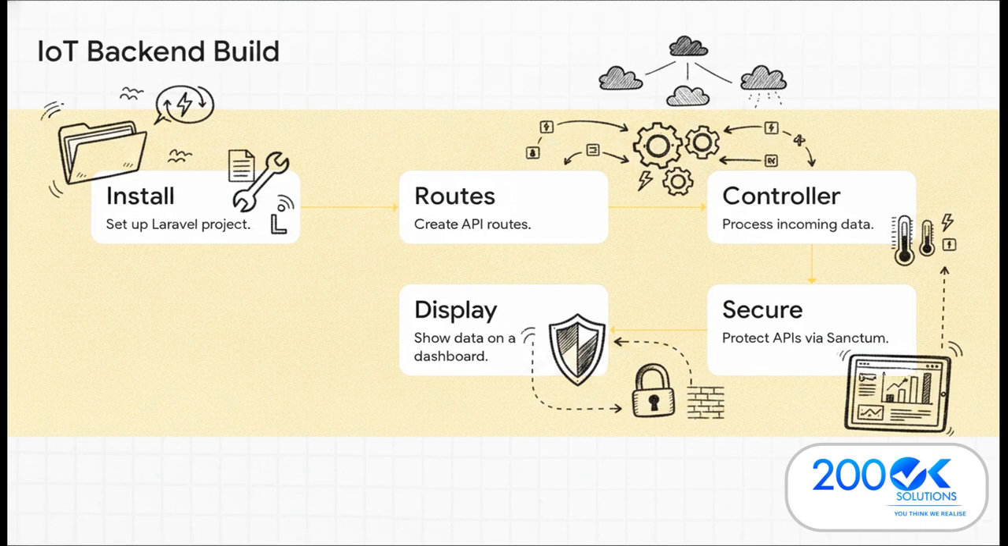First, install your new Laravel project. Second, define your API routes where devices will post their data. Third, create a controller to process and store those incoming metrics. Fourth, lock it down. Secure those APIs using Laravel Sanctum so only trusted devices can connect. And fifth, display that data dynamically on a dashboard. Boom! You're building a secure hardware backend without having to learn a brand new programming language.